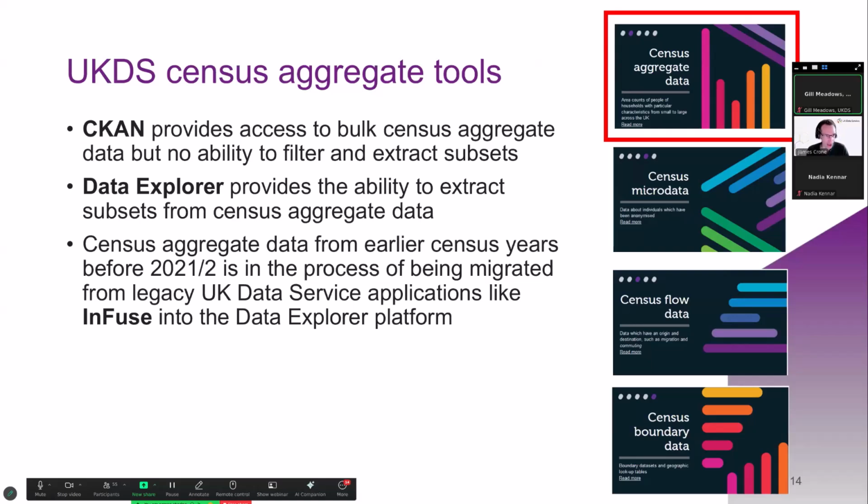There's CCAN, which provides bulk access to the census aggregate data, but no ability to filter or extract subsets. So CCAN gives you access to the raw large census tables. You could download data on, I don't know, accommodation type, but you could only get the data for all of the UK at the various small output areas or by ward or lower super output area.